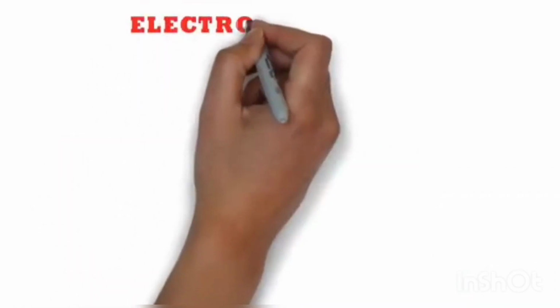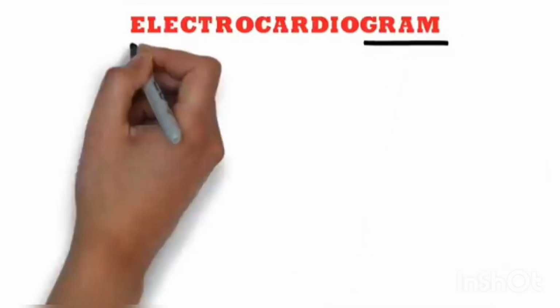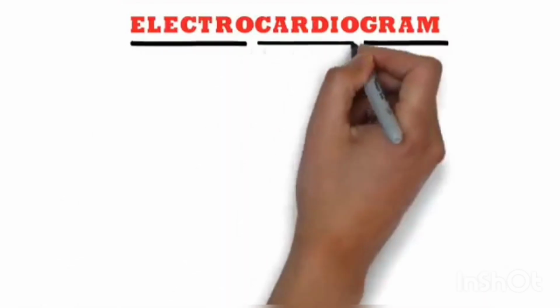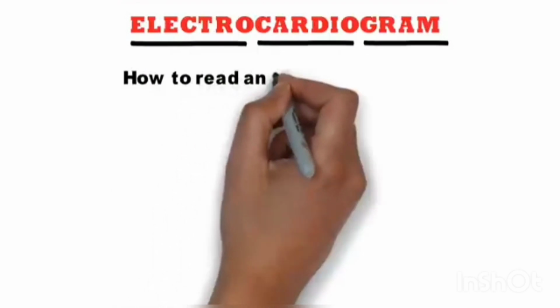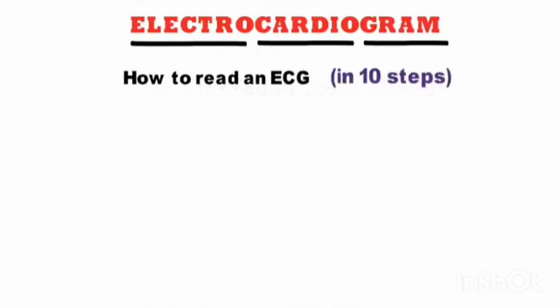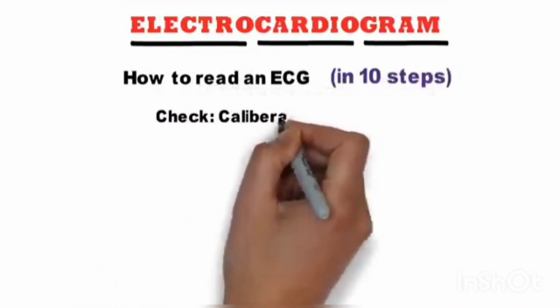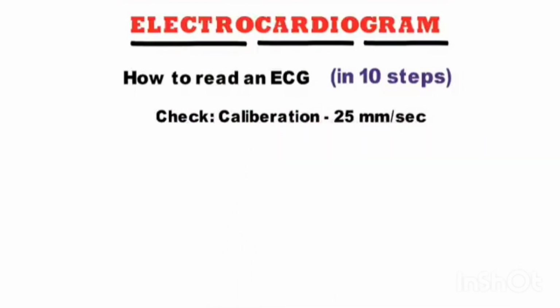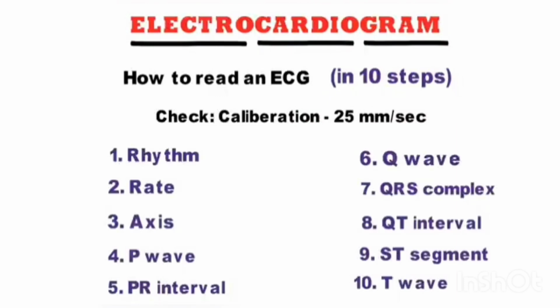So let's start. ECG or electrocardiogram. It is the graphical representation of electrical activity going on in the heart. Now how to read an ECG in just 10 steps. Before that, we need to check the calibration or speed of the machine, which is normally set at 25 mm per second. In most of the books on ECG, first step is to calculate rate. But before calculating the rate, you should know whether the rhythm is regular or not. I'll tell you the reason when I'll discuss about the rate.